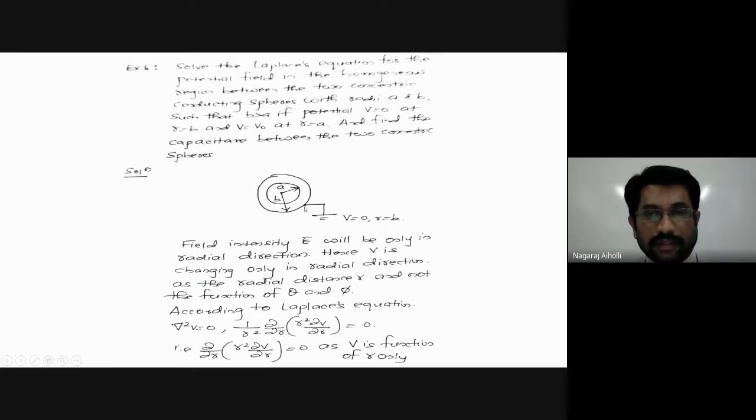Okay, that means the outer sphere is grounded because its potential is 0. Potential V equal to 0 at r equal to b. Outer sphere is grounded. Okay, note down the question quickly.